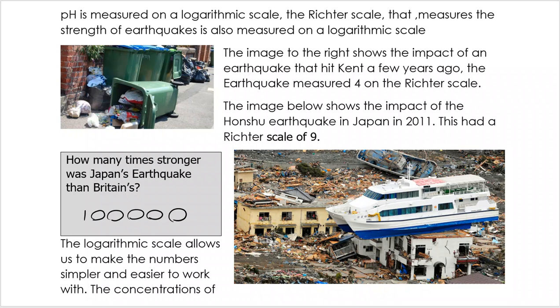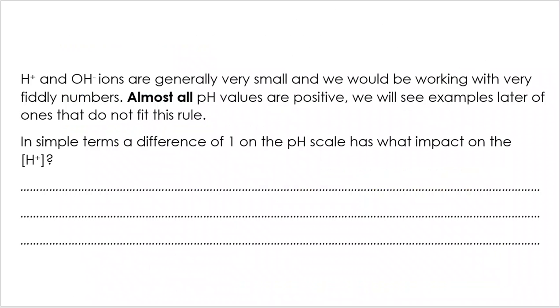It would actually be that Honshu was 100,000 times stronger than Kent, because every change of 1 on the Richter scale is an increase in intensity of 10. And that's the scale that we're going to be using when we come to pH. So do bear that in mind.